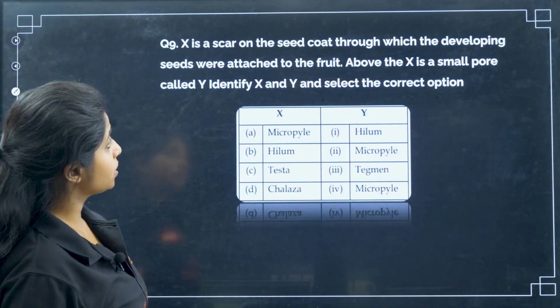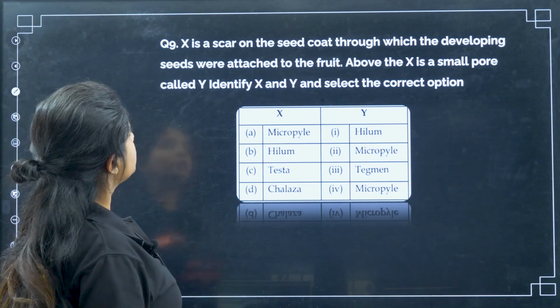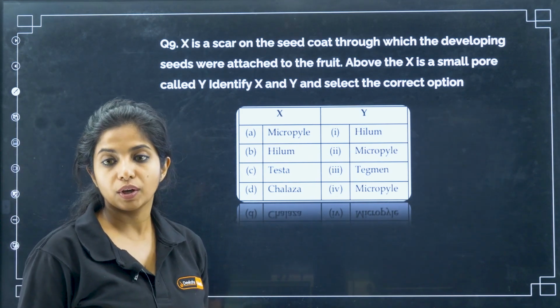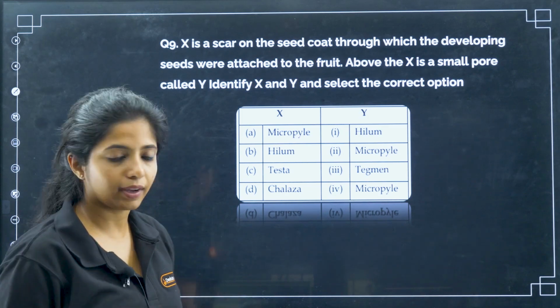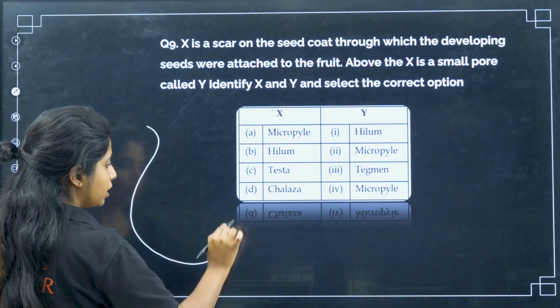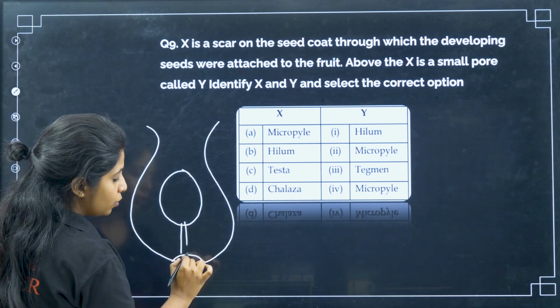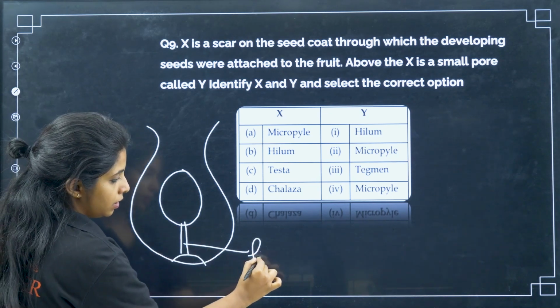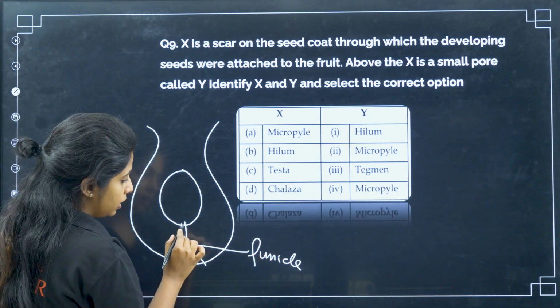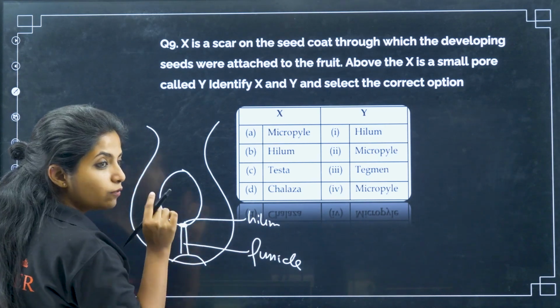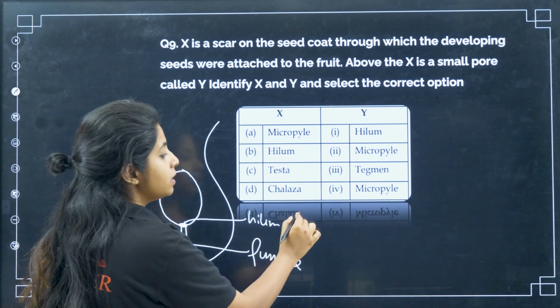Next, X is a scar on the seed coat through which the developing seed was attached to the fruit. Above X is a small pore called Y. Identify X and Y. So my dear children, in an ovary, inside the ovary you have the ovule. So you have the placenta. The placenta is attached to the ovule with the help of a structure known as the funicle, and this point of attachment is known as the hilum. So wherever the hilum is, it leaves a scar there.